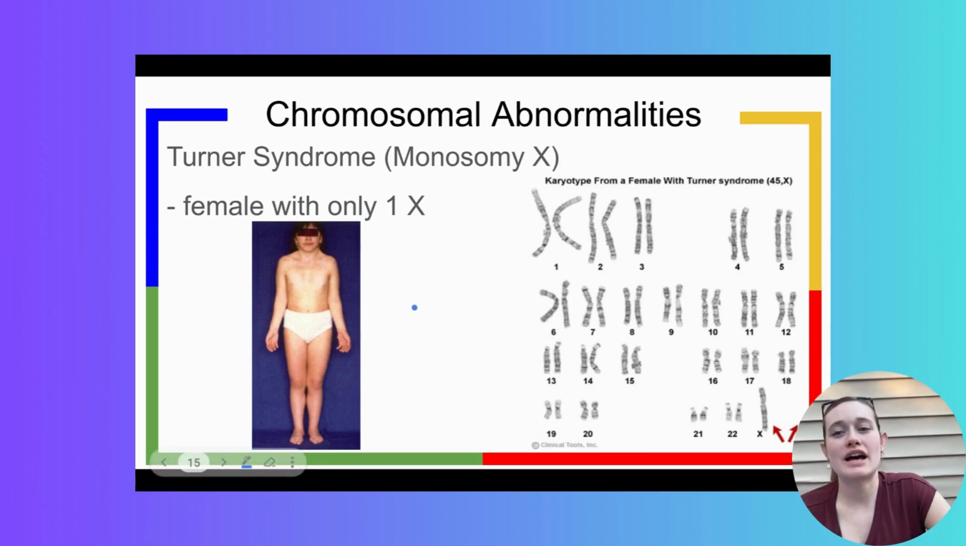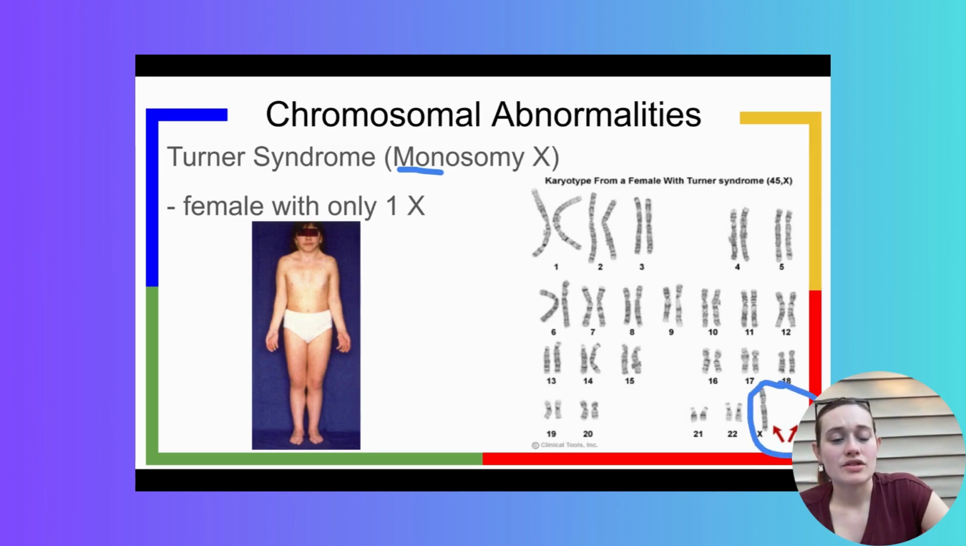And then the last one we have is Turner syndrome. Turner syndrome is also known as monosomy X. Mono means one, so 1 X. These females only have 1 X chromosome. They are missing a sex chromosome. Everything's in pairs again, except for this part, only 1 X. These females usually have more male-like characteristics because they are missing that X chromosome.